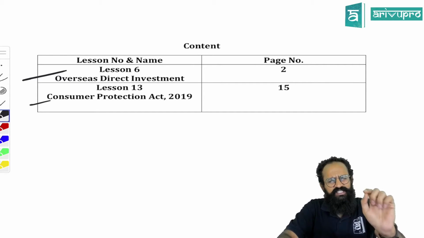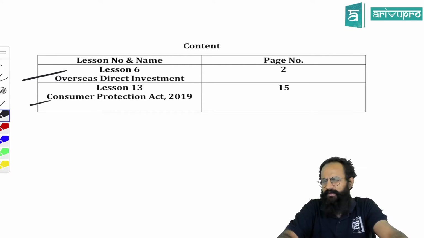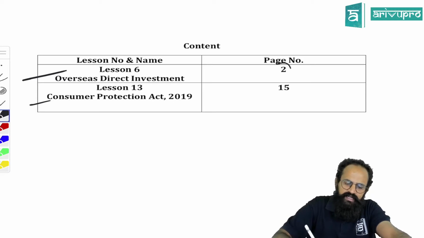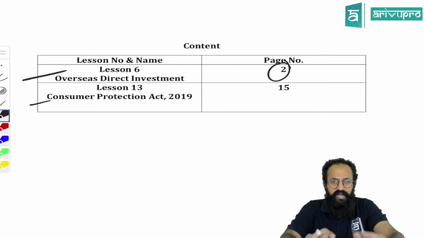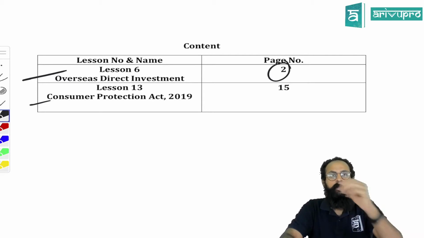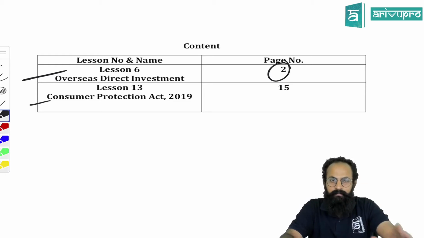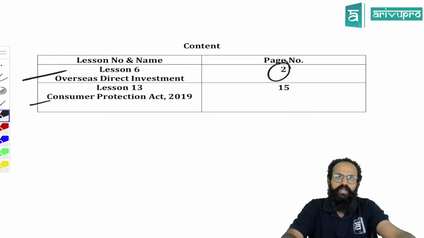The Consumer Protection Act is just a one-liner amendment, people. There is nothing absolutely, just some limits are changed. ODI is a little important. You can expect one question also. When we are doing this provision itself, I'll be telling where you can expect the question. So pause that, make sure you understand that, and then only go forward.